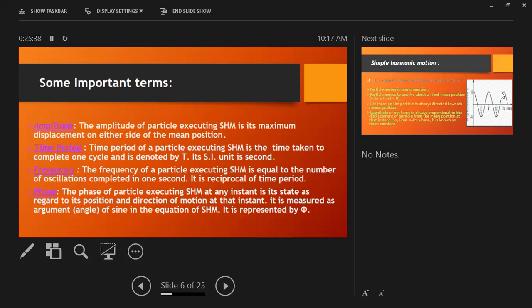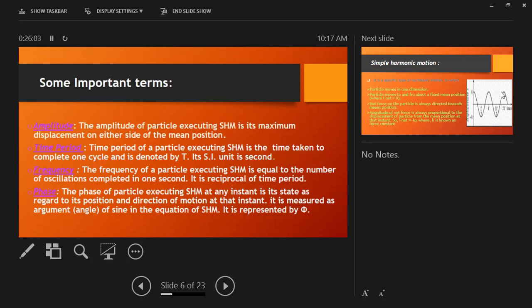One more definition is there: amplitude, frequency, time period, wavelength. What is wavelength? Distance between successive crests or troughs is known as wavelength, or the length of one wave. Wavelength is denoted by lambda.